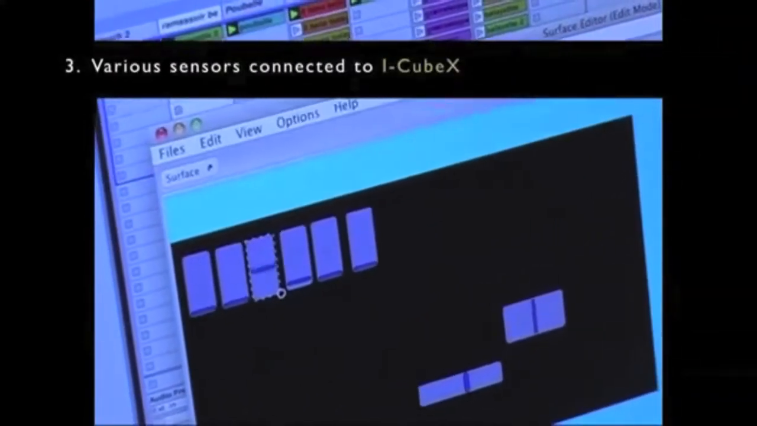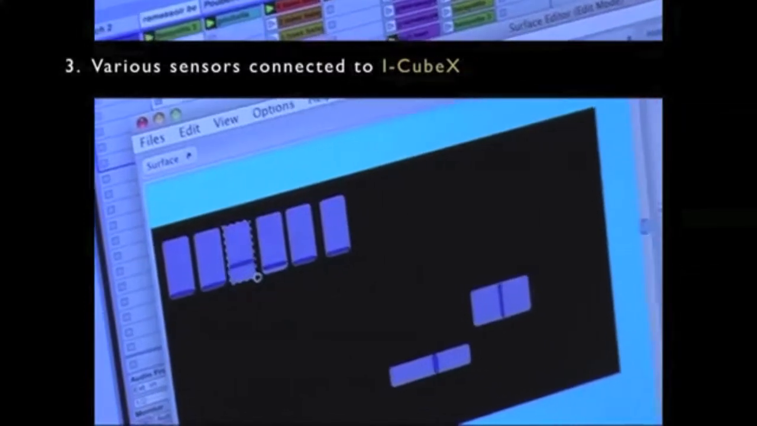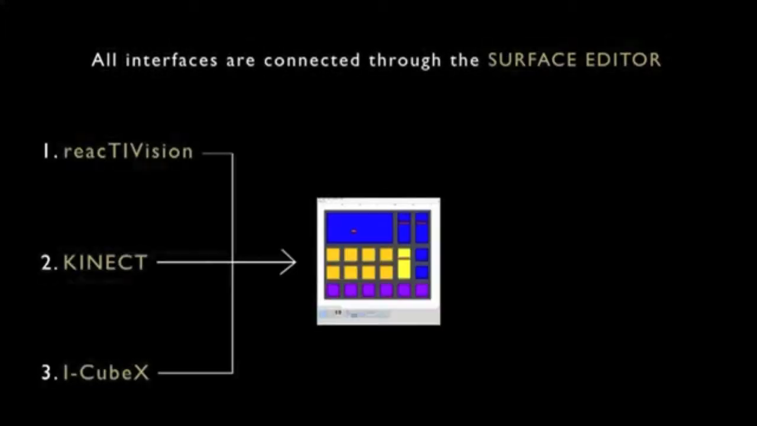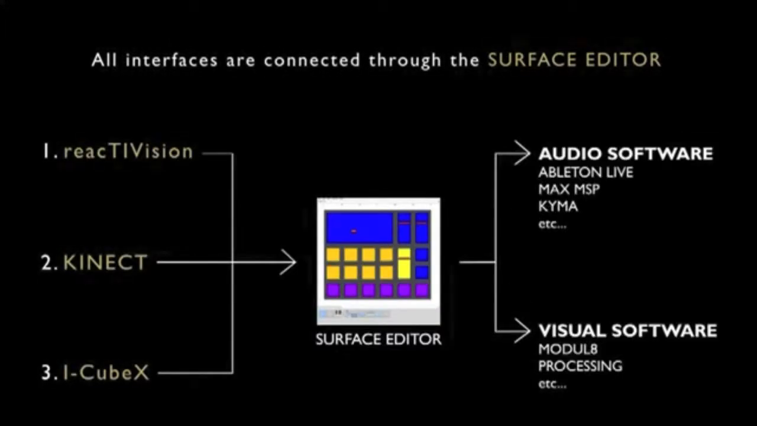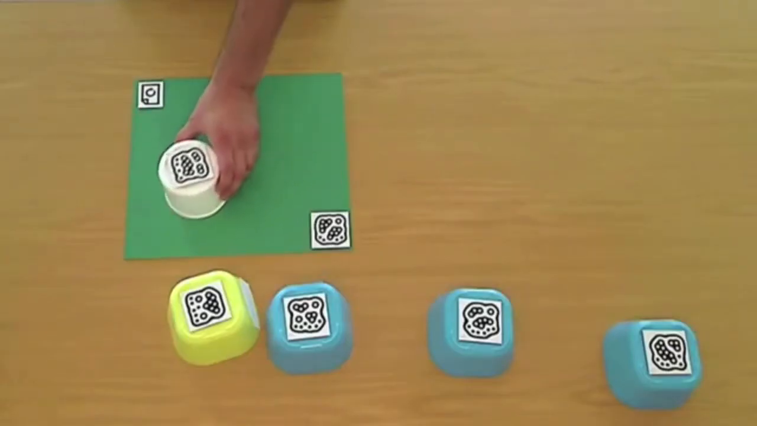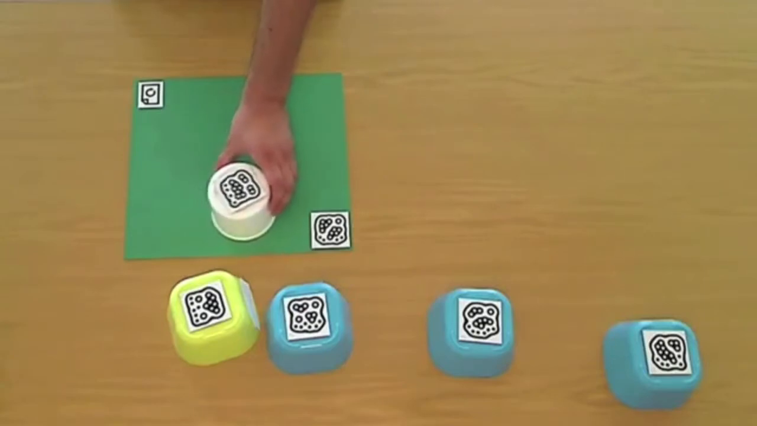First, Surface Editor is a free software tool that basically allows you to create musical controllers with different inputs. For example, a touchscreen or other sensor devices. As you can see in the video I'm going to show you now, it has been used to control Ableton Live with physical objects.